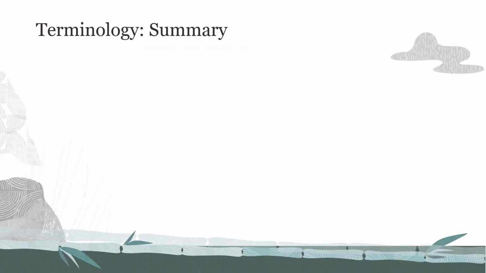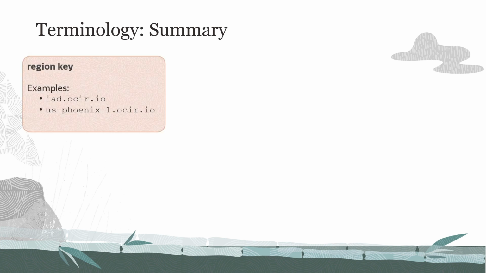When working with repositories and container registry, you will find it helpful to have a clear understanding of the following terms and how they relate to each other. Starting with the region key. The region key identifies the container registry region that you are using. For example, as you can see here, IAD specifies the US East Ashburn region, whereas the US Phoenix one specifies the US West Phoenix region.